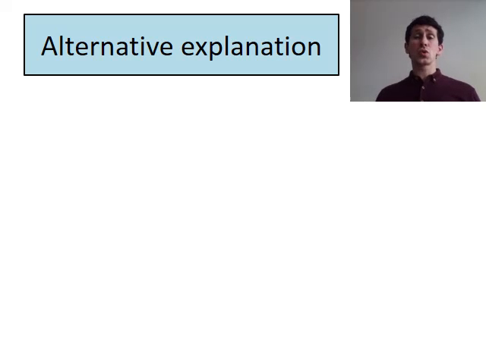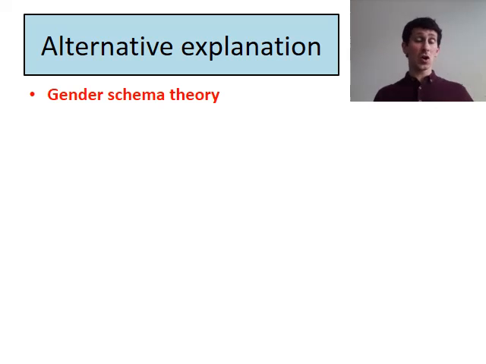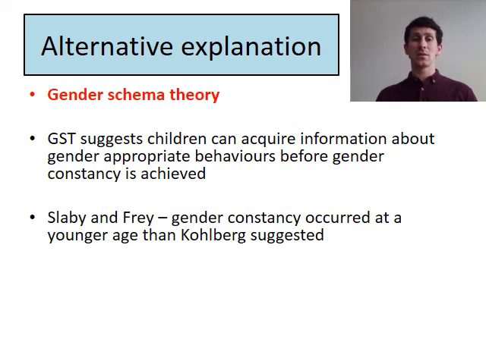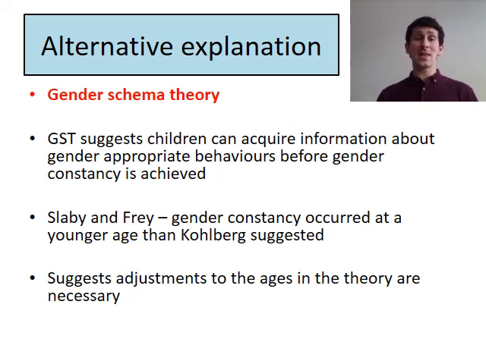You can also discuss alternative explanations. So the next theory we're going to look at in a lot of depth in the next video is the gender schema theory. And the gender schema theory says that children acquire information about gender long before gender constancy is achieved. In addition to this, Fabi and Frey found that gender constancy occurred in ages a lot younger than Kohlberg suggested. So it suggests that maybe the ages of Kohlberg's theory need adjustment.